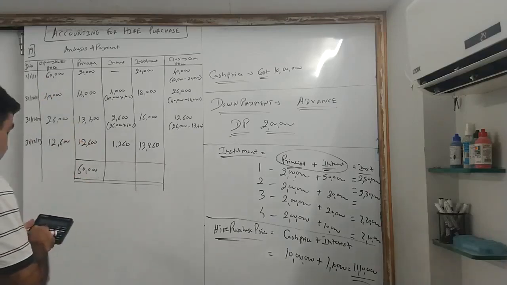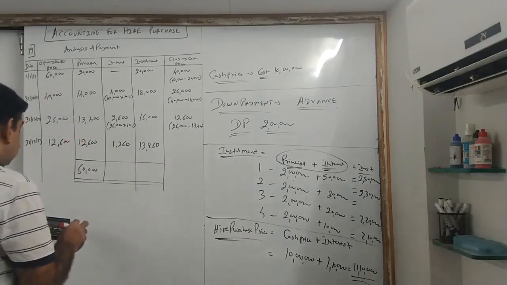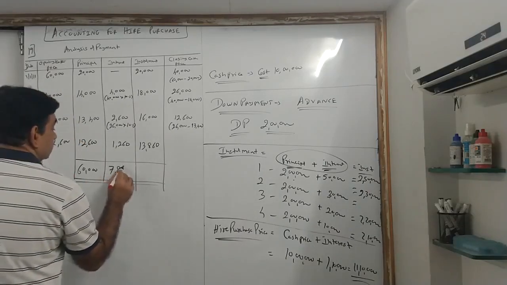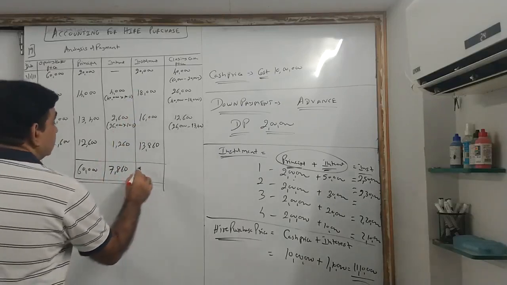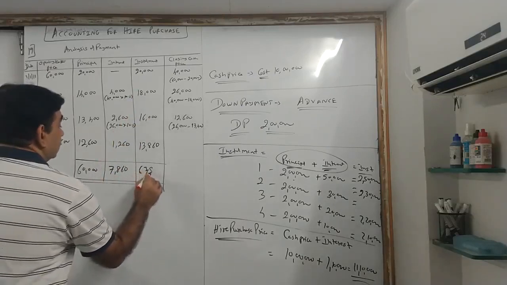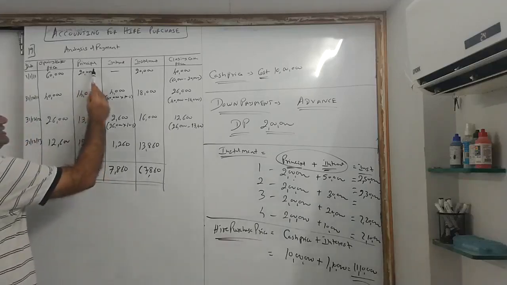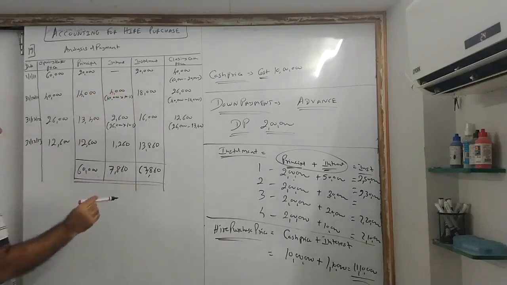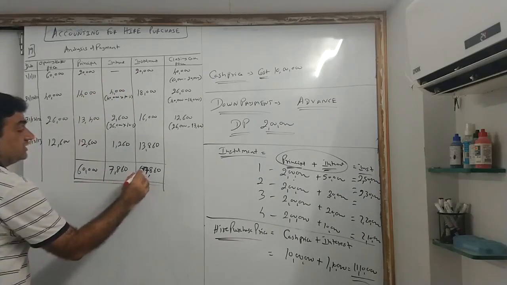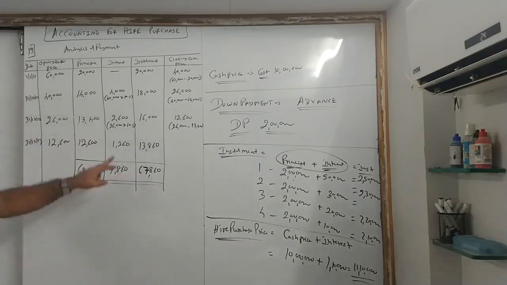Interest 4,000 plus 2,600 plus 1,260 is 7,860, and the installment will be 67,860. How? What I told you: principal plus interest is installment. So this plus interest is installment. So 67,860 is my total installment.